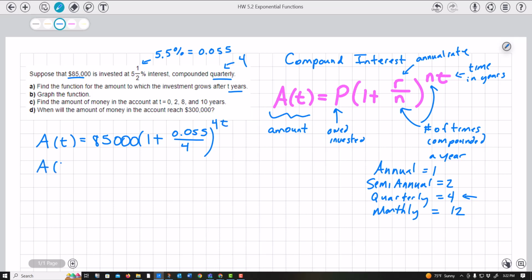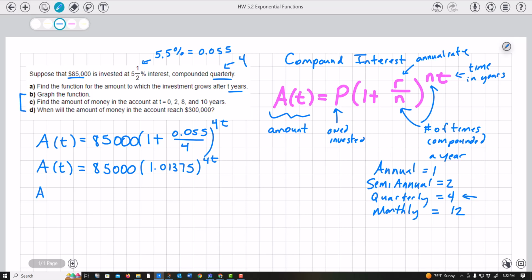Now they do want you to go ahead and do this math inside the parentheses here. So when I threw that in a calculator, I got 1.01375 raised to the 4t. And now I'm going to show you kind of B and D together.